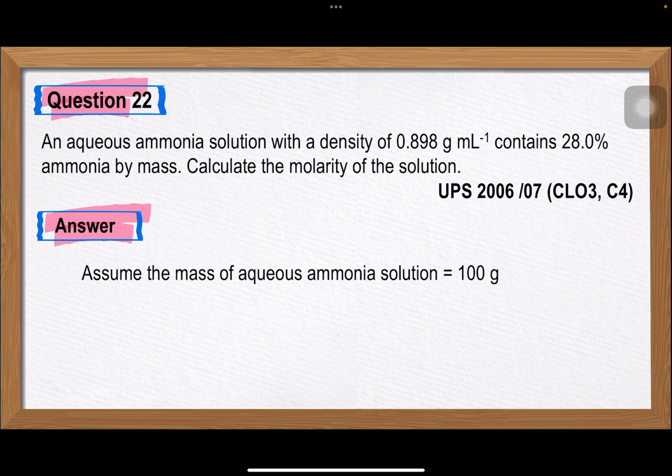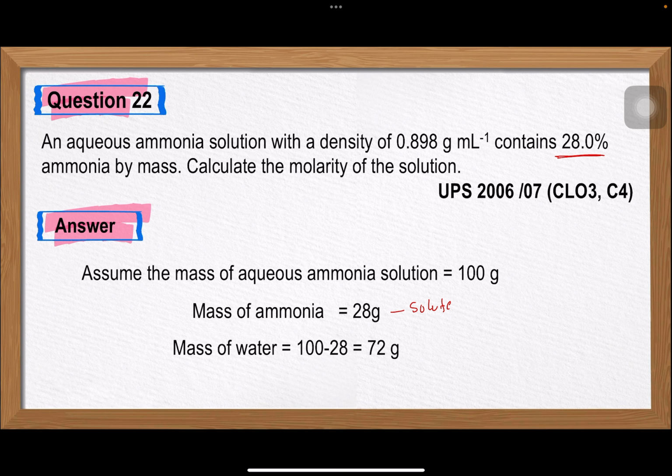assume this solution is 100 gram because it has percentage by mass. Assumption has been made, that there is 100 gram of the solution. So this means if 28% by mass is ammonia, the mass of ammonia solute is 28 gram. This is solute. This 100 gram is solution. We need to make assumption. So from this we can identify also the mass of water or solvent, that is 72 gram. Calculate the molarity, right? Molarity. Okay.